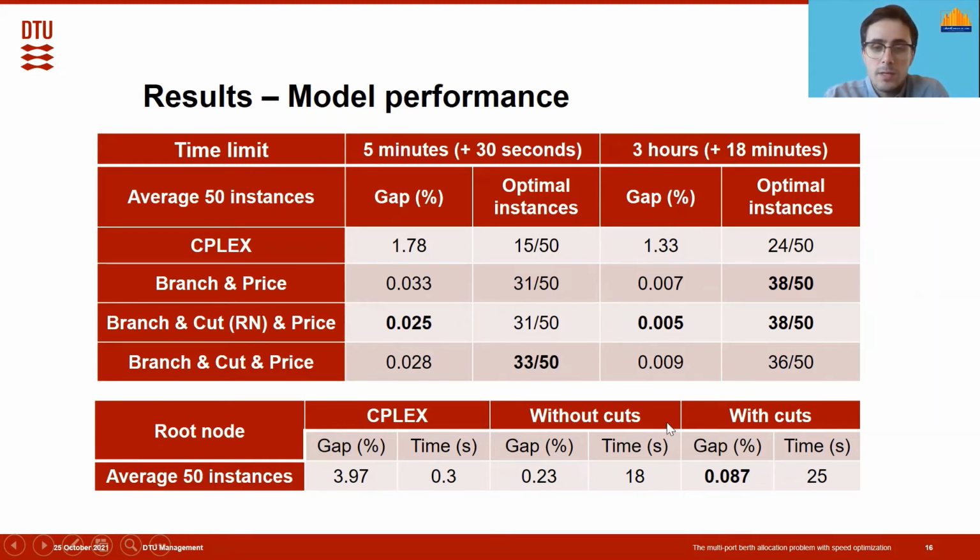One of the reasons for this is the tight root node bound that we achieve, where by solving the root node, we are able to find gaps of under 0.1% on average in 25 seconds.